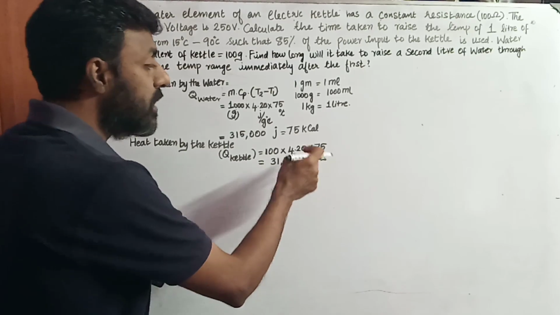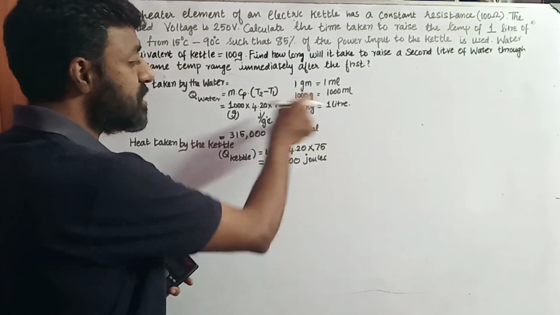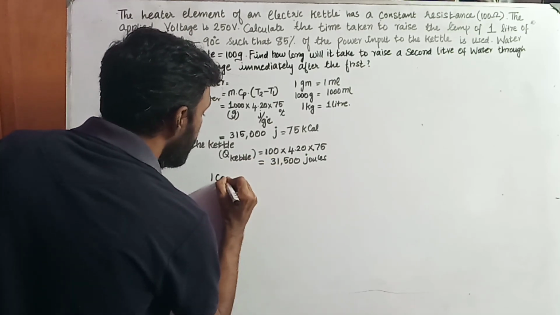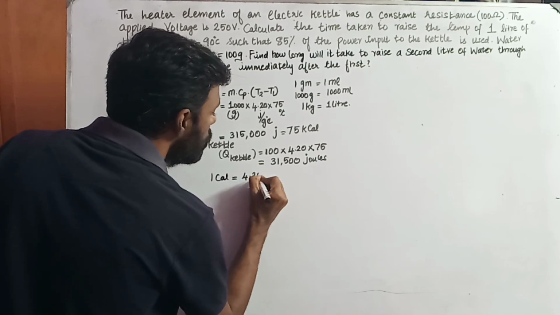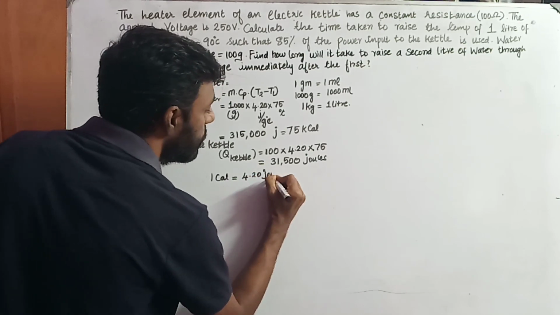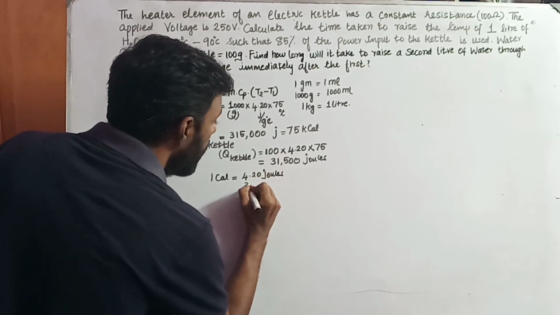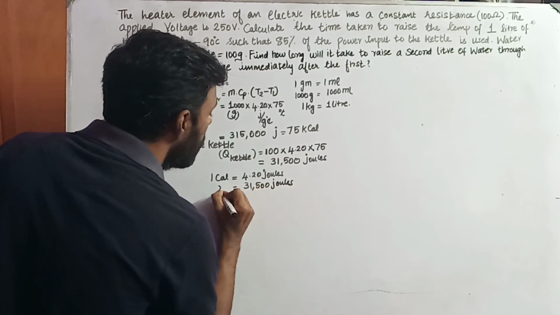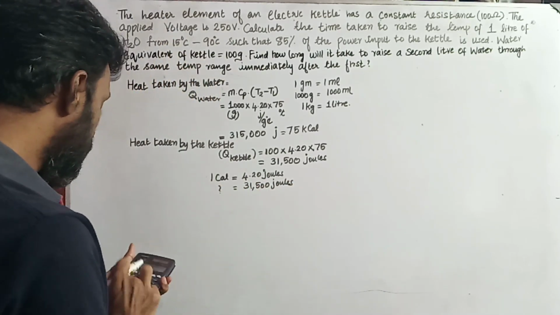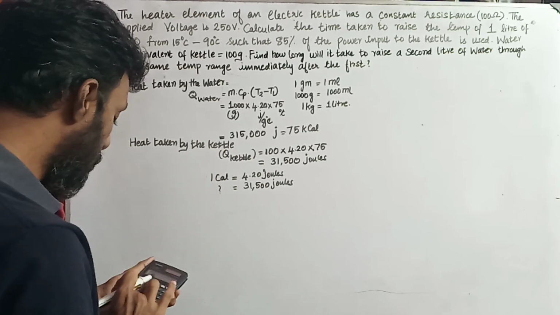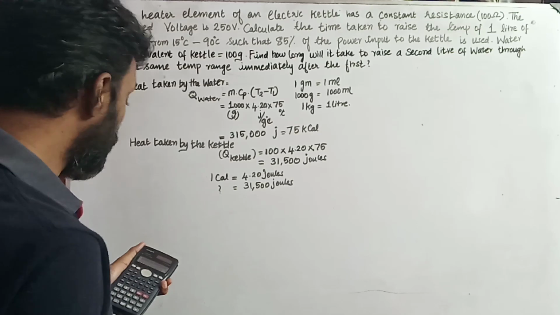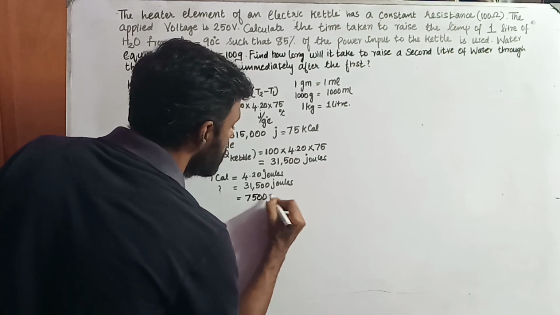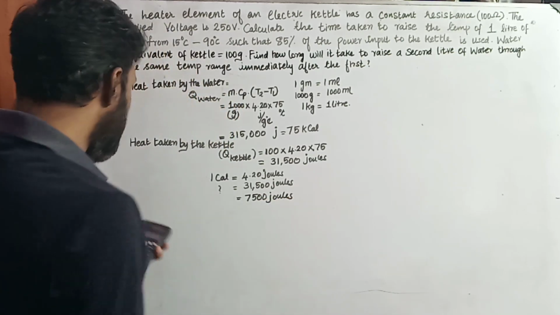Now I'm interested to convert this joules into kilocalories, like the one which I used before. So I know that 1 calorie is equal to 4.20 joules. Okay, this is a standard notation. So 31,500 joules equals how many calories? 31,500 divided by 4.20, I'll be left with 7,500. This is the answer I'm getting, 7,500.